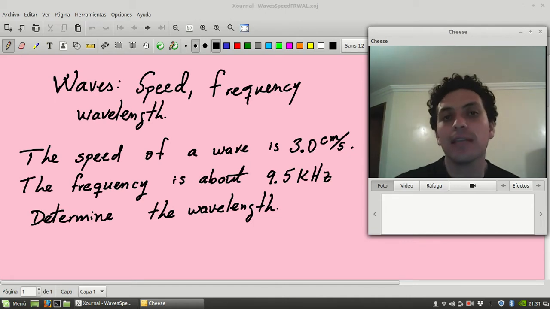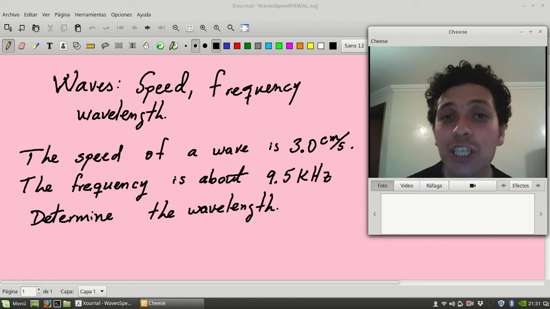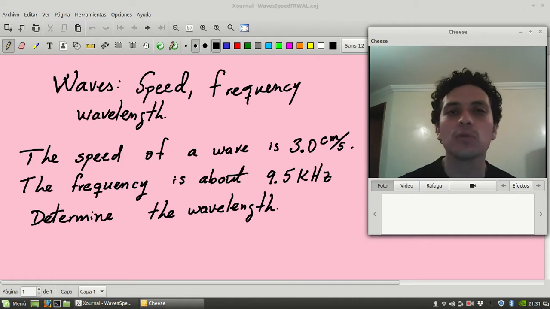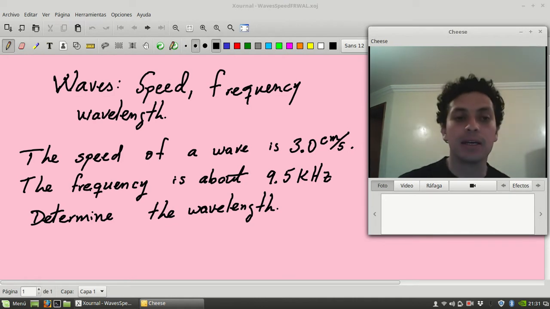Sometimes solving equations related to anything in physics may be difficult for you, so today we're going to work on an equation of waves and how to solve for any case, okay? So we're going to talk about this exercise that relates the speed, frequency and wavelength of a wave. It says that the speed of a wave is 3.0 centimeters per second, the frequency is 9.5 kilohertz, and we have to determine the wavelength.